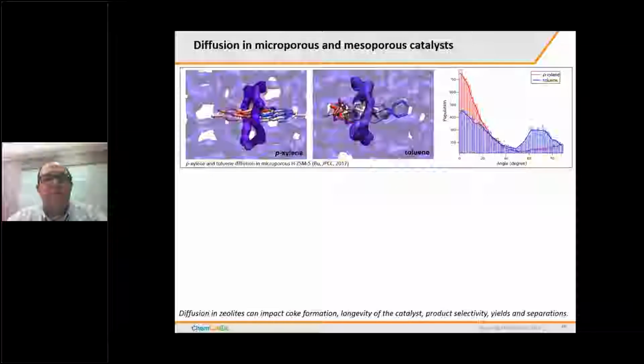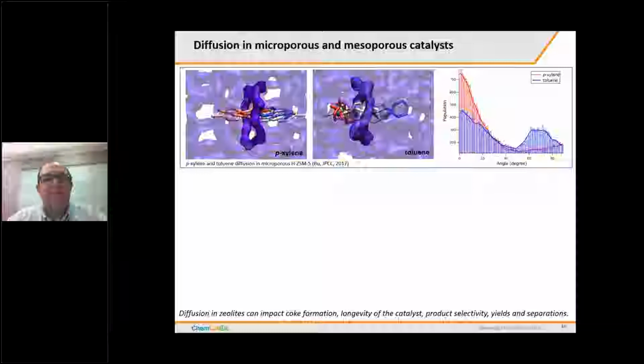As I mentioned earlier, we also did some MD simulation for this kind of work. I want to share micropores versus mesoporous zeolite catalysis work used for the diffusion, because diffusion is very important in biomass upgrading, which impacts the coke formation and also affects the selectivity, yields, and separations like that. The top image I'm showing you here is the micropores in ZSM-5, and we compare paraxylene versus toluene in this figure.